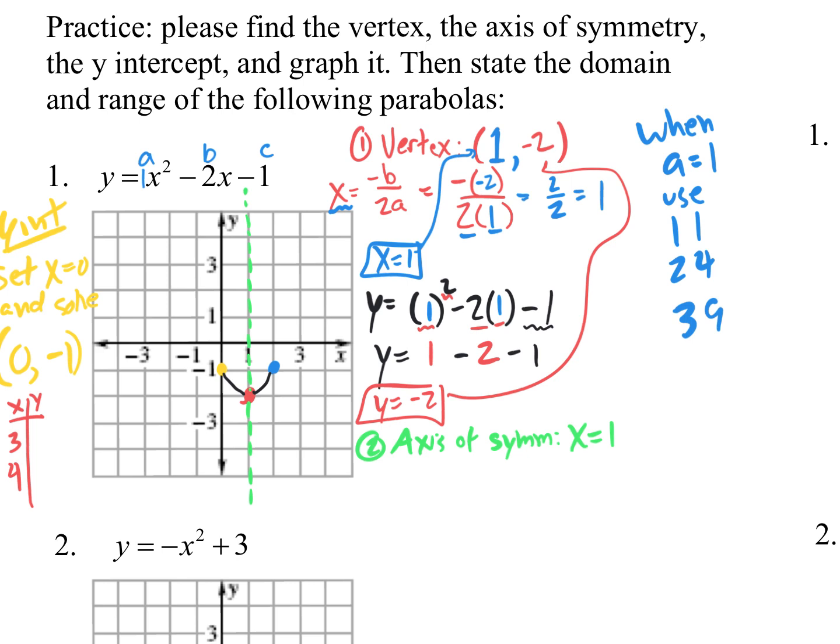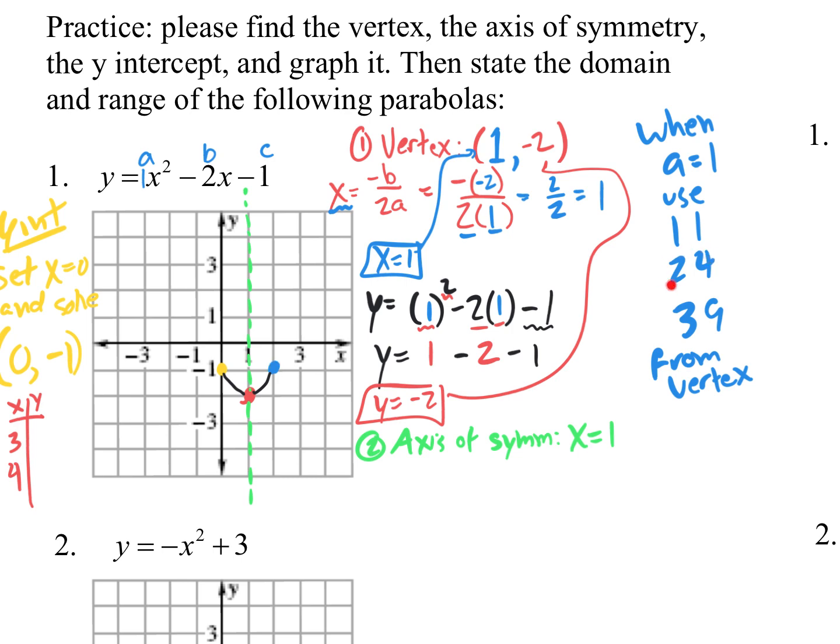Not from the origin, I'm sorry, from the vertex. Let me write that down. From vertex. So here's my vertex. If I go 1, 1, because the a value is 1, I could use this pattern. 1, 1, from the vertex, 1 over, 1 up, boom, I'm at that blue dot. I already knew that though.